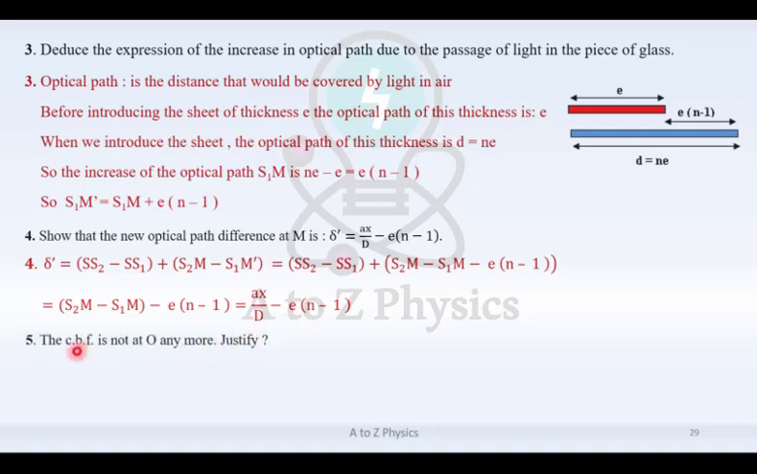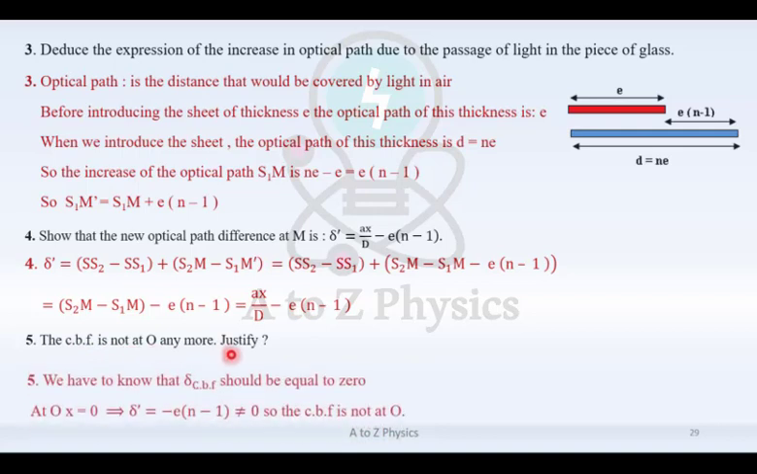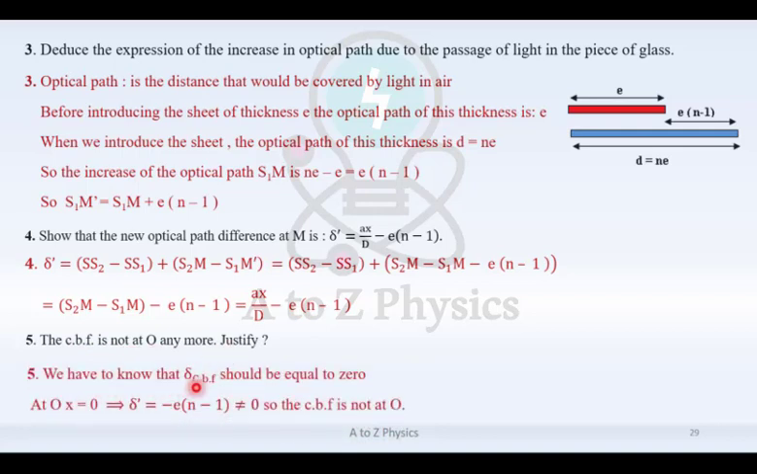5. The central bright fringe is not at O anymore. Justify. We have to know that for the central bright fringe, its delta always should be equal to 0. So at O, x equals 0 implies delta prime equals minus e times (n minus 1). When we put x equals 0, delta prime is equal to minus e times (n minus 1), and this is different from 0, so the central bright fringe is not at O.